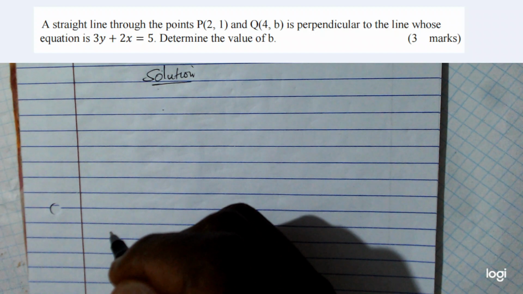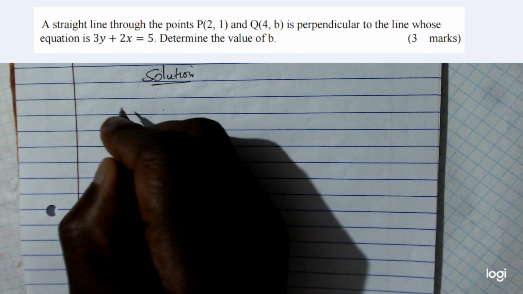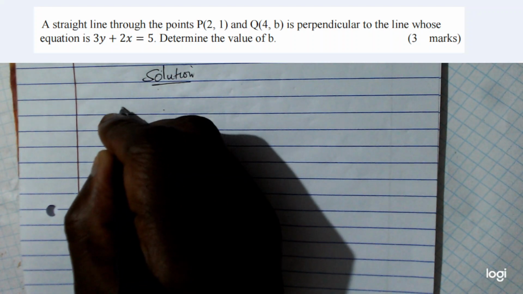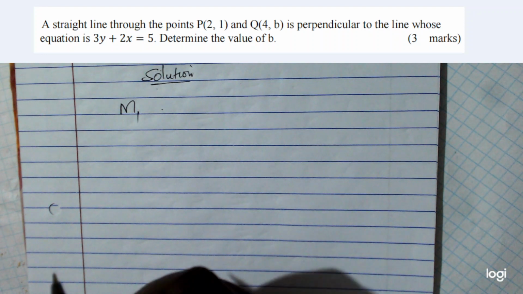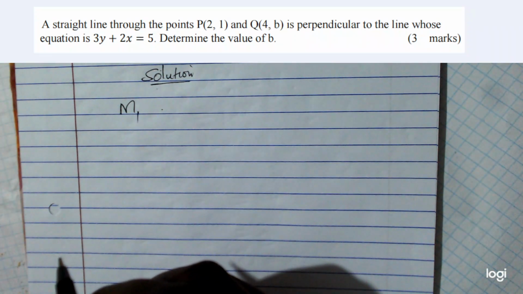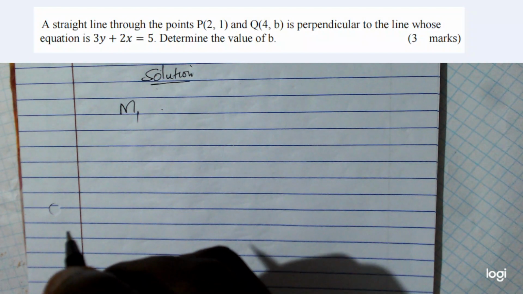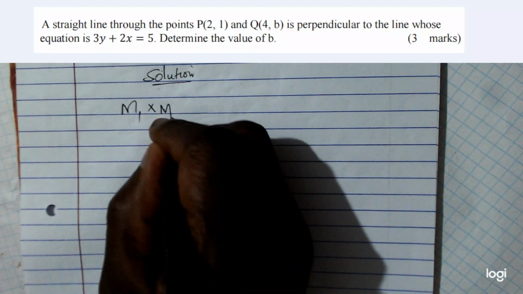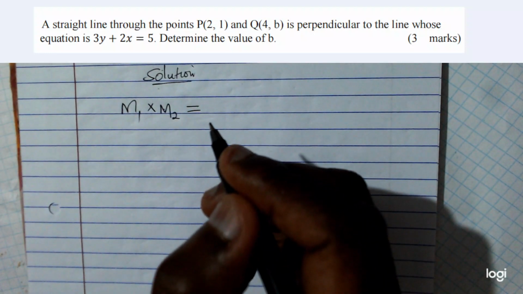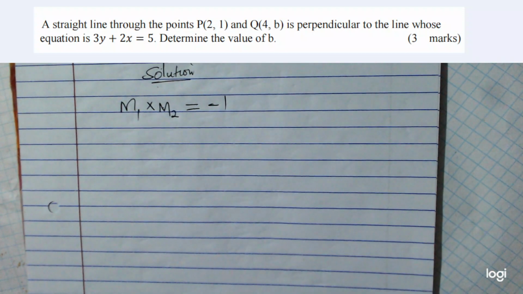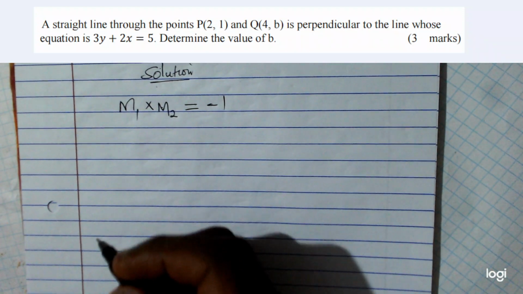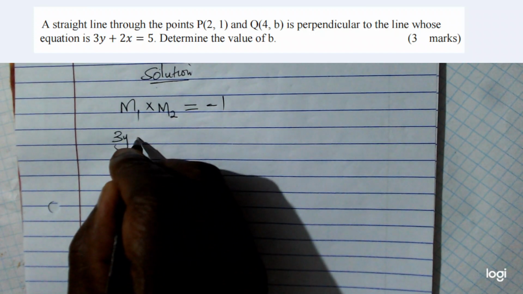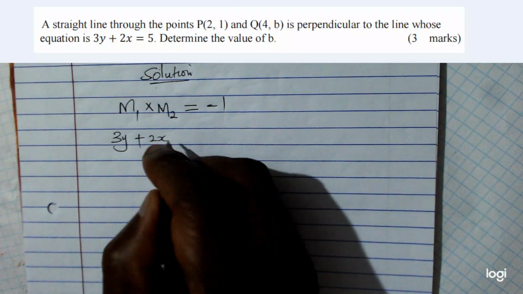if you get the product of their gradients, let's say the line that passes through P and Q has gradient m1, and the other one is the line whose equation is given, 3y + 2x = 5. Its gradient, that is m2, if you multiply or you get the product of the gradients, it should give you -1. So in this case, we shall be guided by this equation that is given there, that is 3y + 2x = 5.